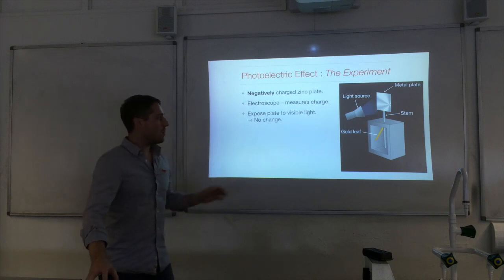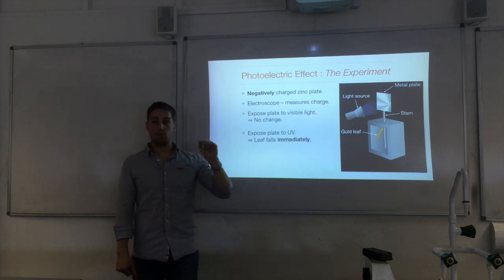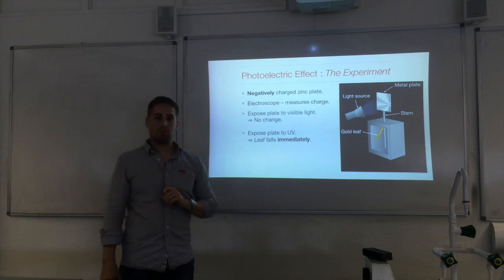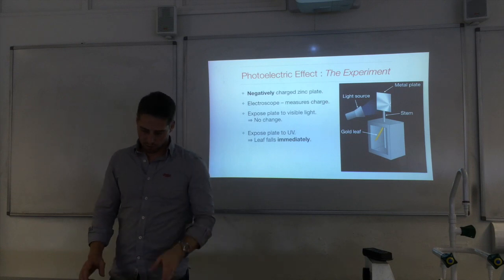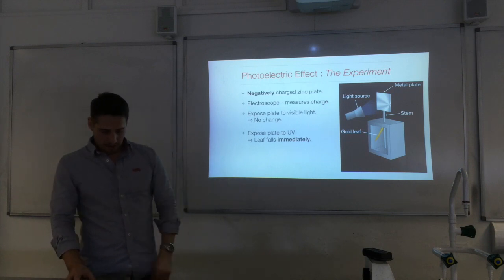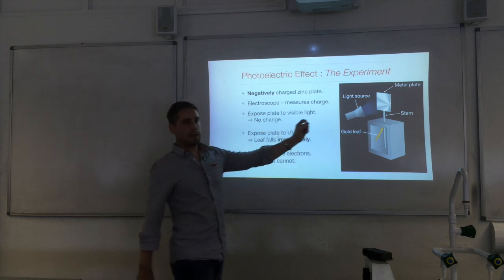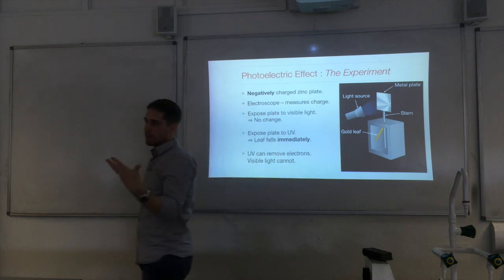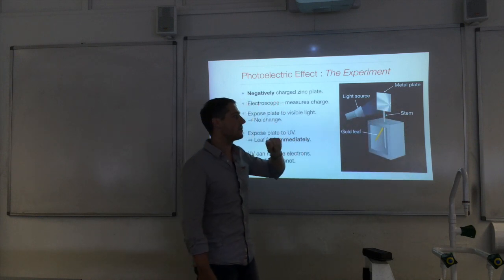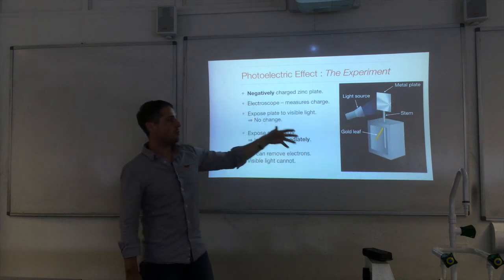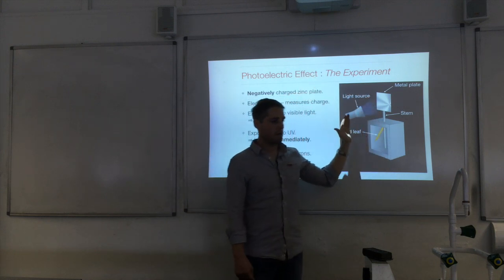Now let's expose it to ultraviolet. So we switch our light source for an ultraviolet lamp, and the leaf falls immediately. Okay? It doesn't take effect afterwards, it begins to fall immediately until it's fallen all the way down. So what we see is that because it is negatively charged, there were extra electrons on the metal plate. And the ultraviolet was able to remove the electrons from the surface of the metal plate, and therefore return the metal back to a neutral state, because all the negative charge was removed. So the gold leaf falls.